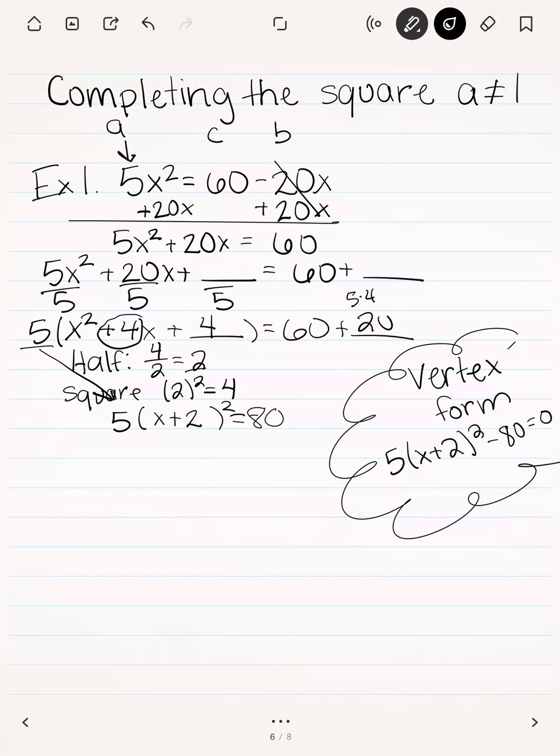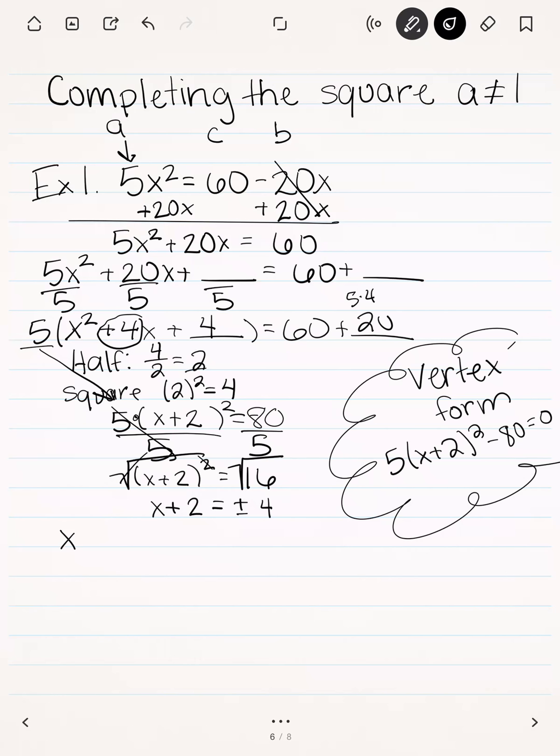The reason I did not divide out 5 in the beginning is because I wanted to make sure we get the correct vertex form. So now, from here, I have to remember that I'm multiplying the 5 times the parentheses, so I'm going to divide by 5 to get rid of it. 5's cancel out. I'm left with x plus 2 squared, and 80 divided by 5 is 16. From here, I take the square root of both sides. The radical cancels out the exponent. I'm left with x plus 2. The square root of 16 is plus or minus 4. It is always plus or minus when we are solving equations.